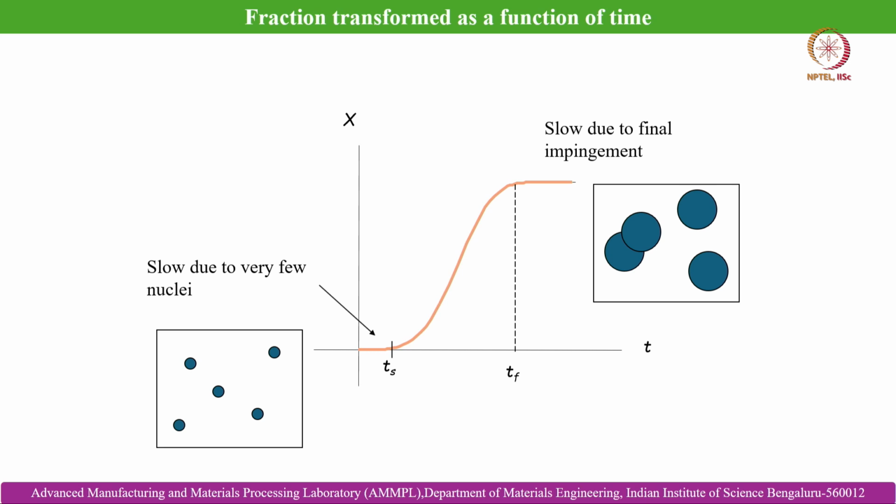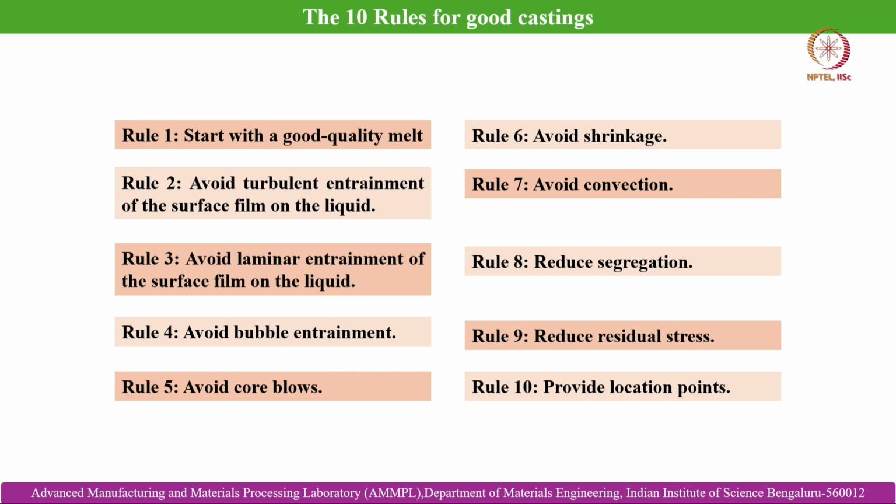the transformation rate x varies with time. Initially it is slow due to very few nuclei, then in between it increases, and again towards the end of solidification the transformation rate, which is a function of both nucleation and growth, becomes slow, because there is not enough space available because of the impinging individual grains. So, it is slower at the beginning, slower at the end, and exponentially growing in the intermediate timeline. With this we have finished the basics of the solidification mechanisms.